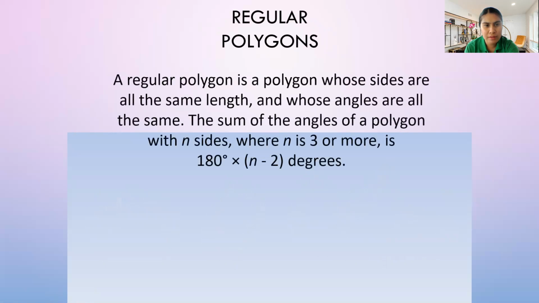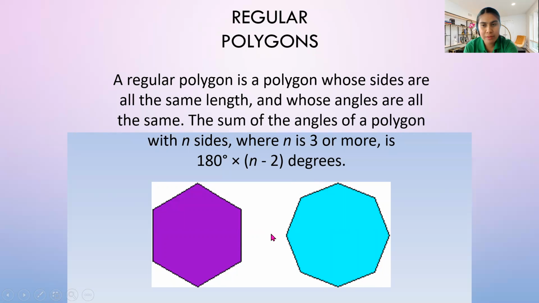We have regular. A regular polygon is a polygon whose sides are all the same length and whose angles are all the same. The sum of the angles of a polygon with n sides, where n is 3 or more, is 180 degrees times n minus 2 degrees. So next time we will discuss this formula. So this is an example of regular, meaning the same measure of side and the same angle.